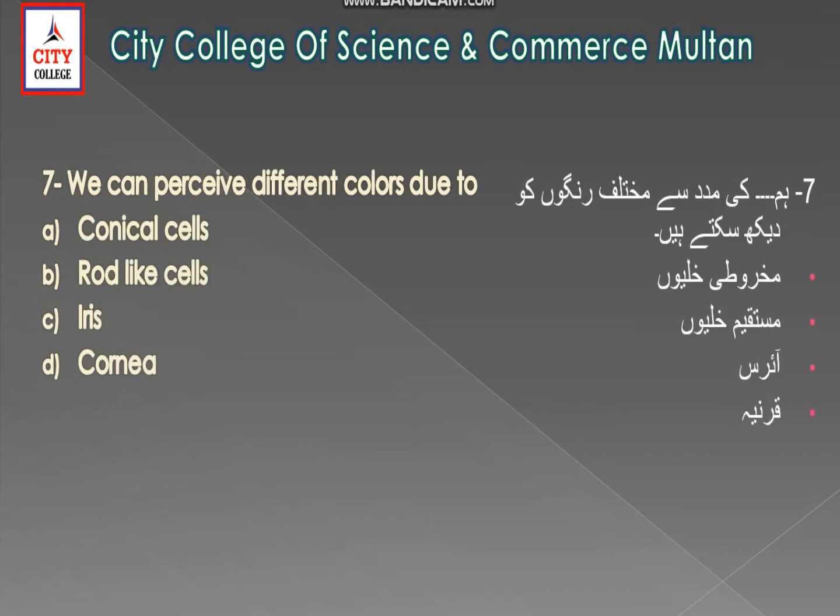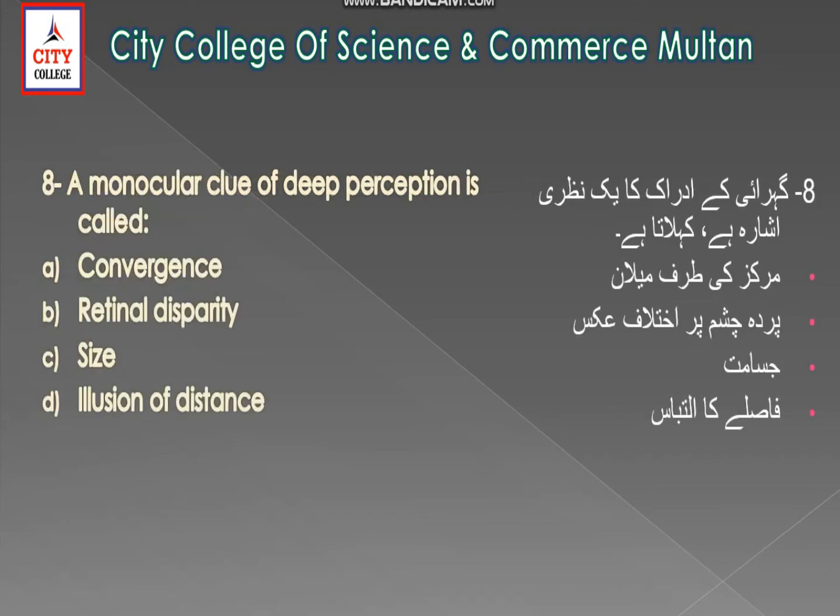MCQ number 7. We can perceive different colors due to option A, conical cells. Option B, rod-like cells. Option C, iris. And option D, cornea. The correct option is option number A, that is conical cells.